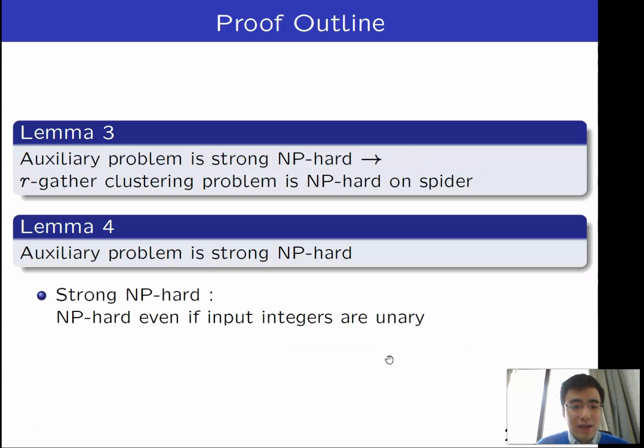Our proof outline consists of two steps. First, we prove if auxiliary problem is strong NP-hard, altogether clustering problem is NP-hard on spiral. After that, we prove that auxiliary problem is actually strong NP-hard. Here, strong NP-hard means NP-hard even if input integers are given in unary representation.